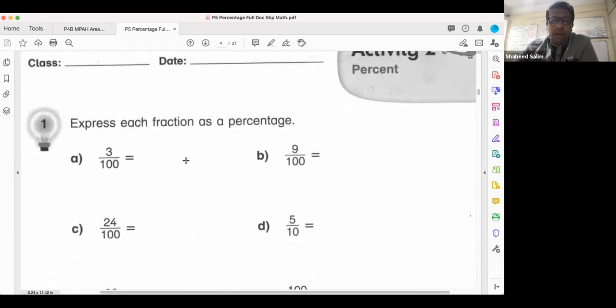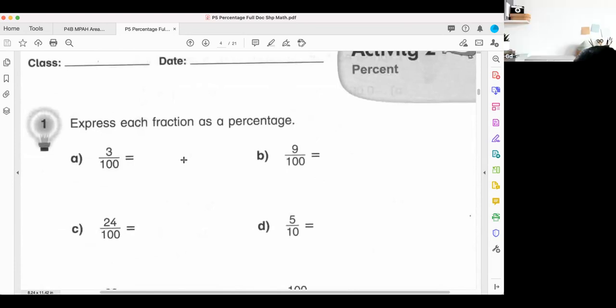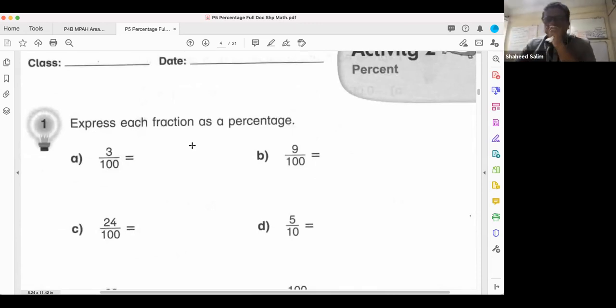Can you try A, B, C, D? Just send me the answers. You don't need to put the percentage sign. I imagine the percentage sign is there already. Can you send the answer straight?